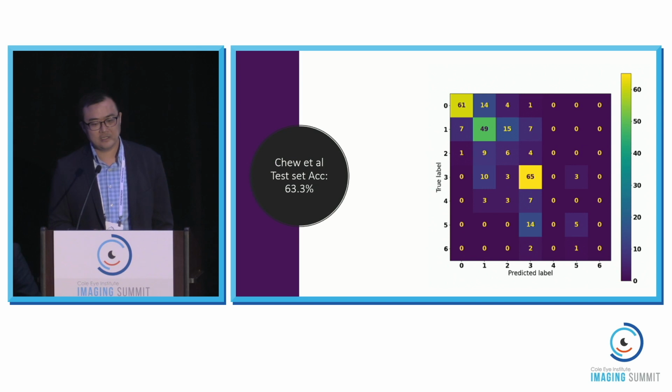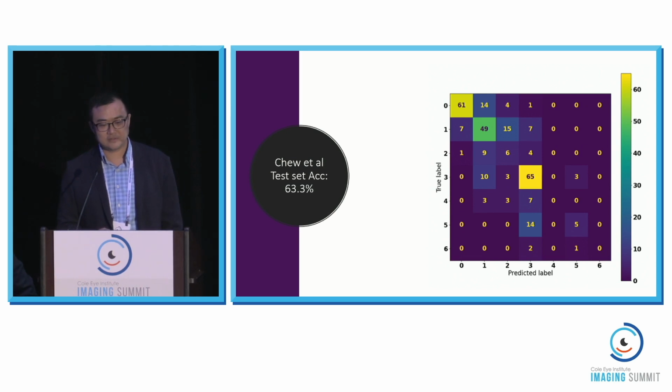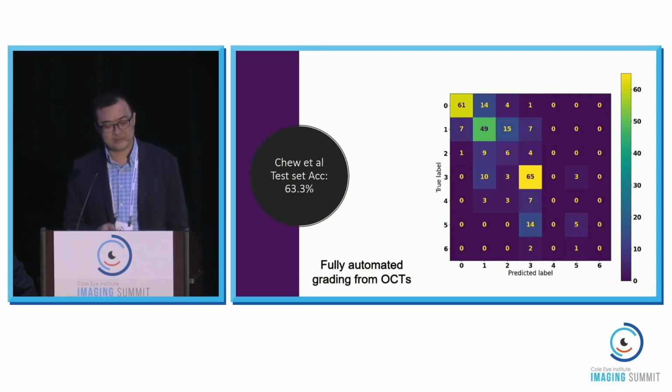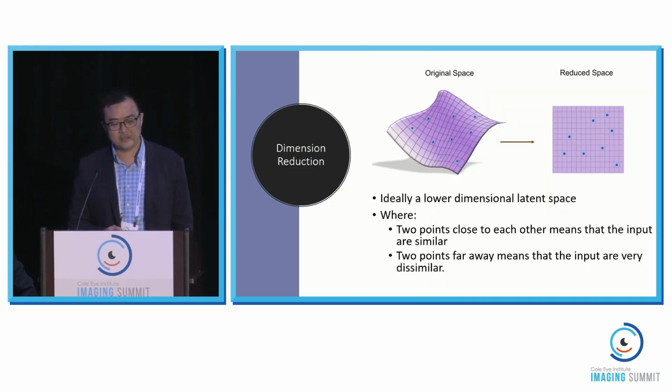When we did this for trying to classify into the 7 stages, we reached an accuracy of about 63%. More importantly, the confusion matrix is mostly along the diagonal, which is a good performance. What's nice about this is it's a fully automated system that can take somebody who has MACTEL type 2 and give you one of those 7 grades. But what about a continuous scale? In the field of machine learning, there's something known as dimension reduction.